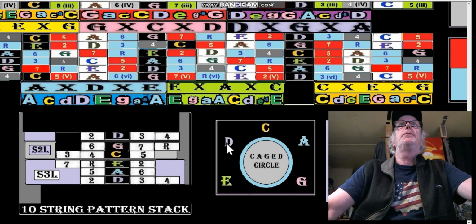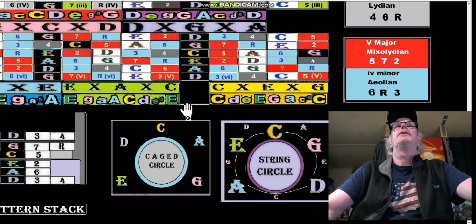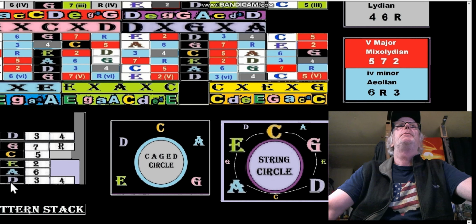Okay, so that's the cage circle we're looking at, because it's every other letter in the cage circle. Starting on D, we go D, every other letter, A, E, C, G, D. So this is the cage circle, not the string circle. The string circle is here. So we still got them over here: D, A, E, C, G, D. They are in fifths, except the E doesn't go to B, it goes to C. Going backwards, it's in fourths.